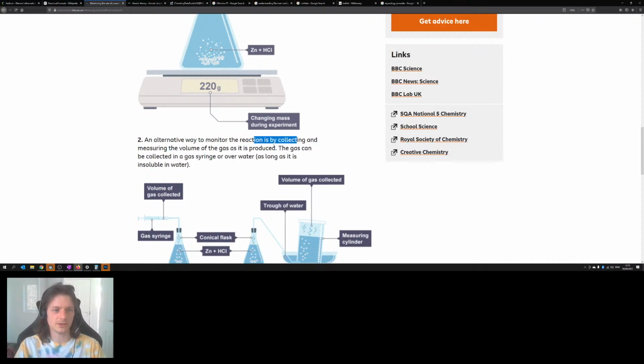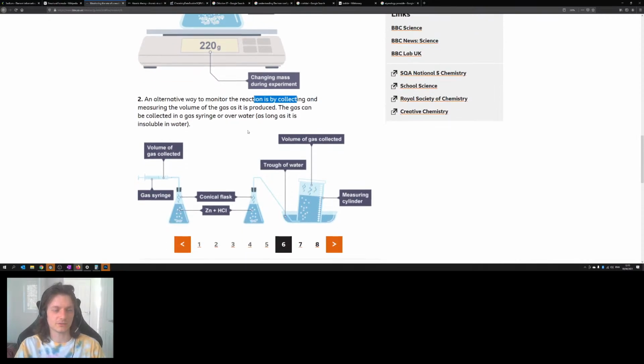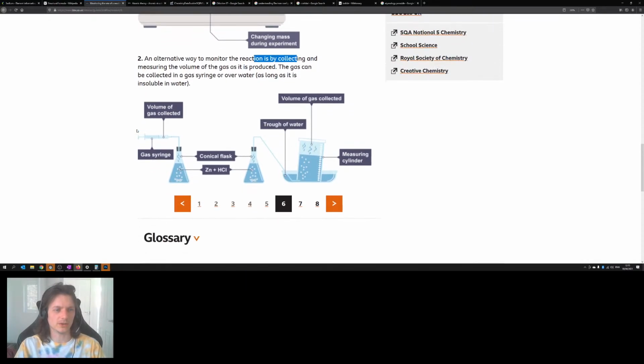The gas can be collected in a gas syringe or over water, as long as this is insoluble in water. Volume of gas collected, gas syringe, conical flask, zinc plus hydrogen chloride, trough of water, volume gas collected.